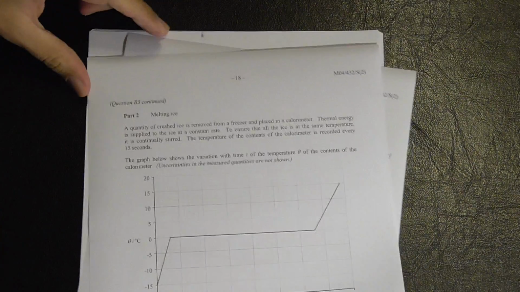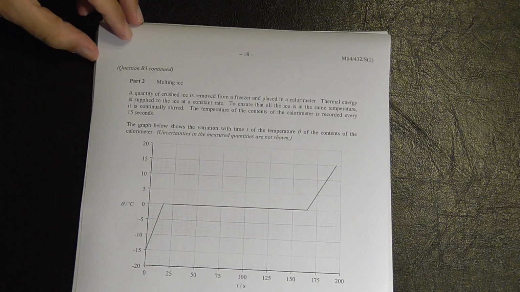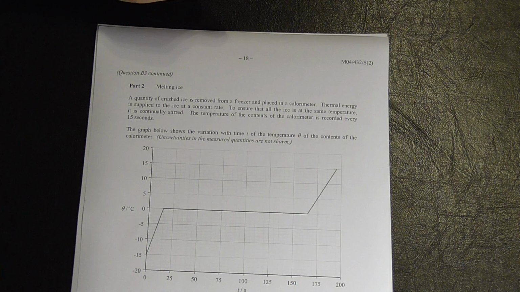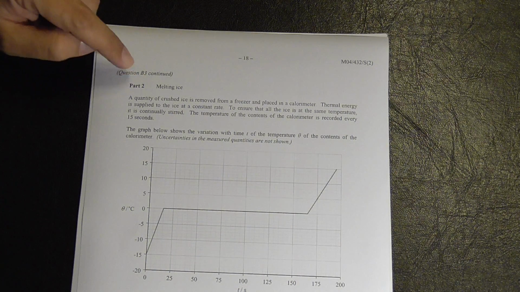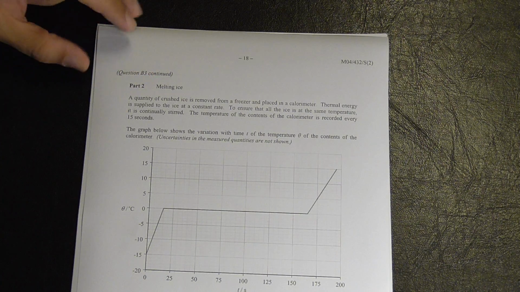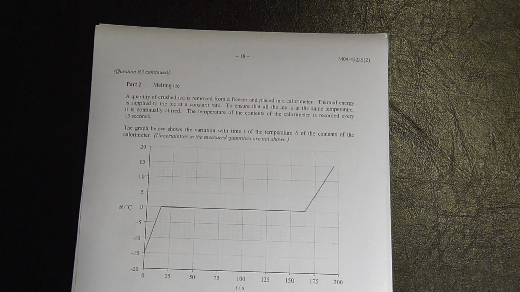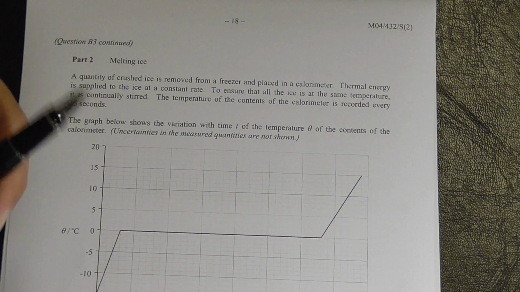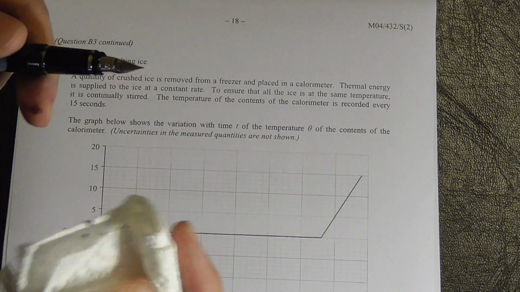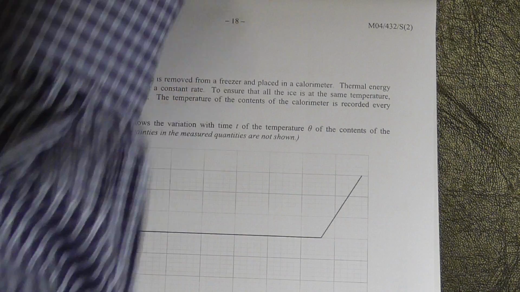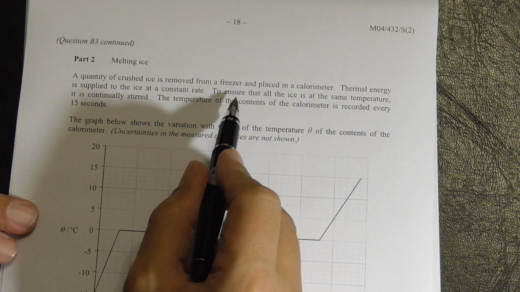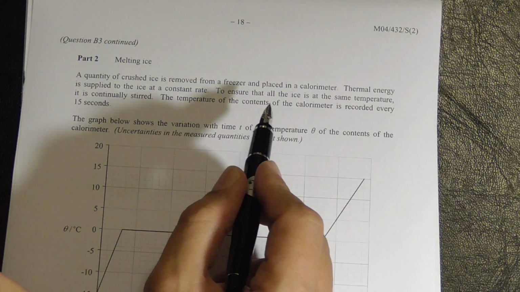Okay, so let me go to this May 2004. It's part B, question B3, part 2. It's melting of ice. So let me see if I can zoom it a bit. Okay. And I will even take some ink off. All right, quantity of crushed ice removed from a freezer, placed in a calorimeter.